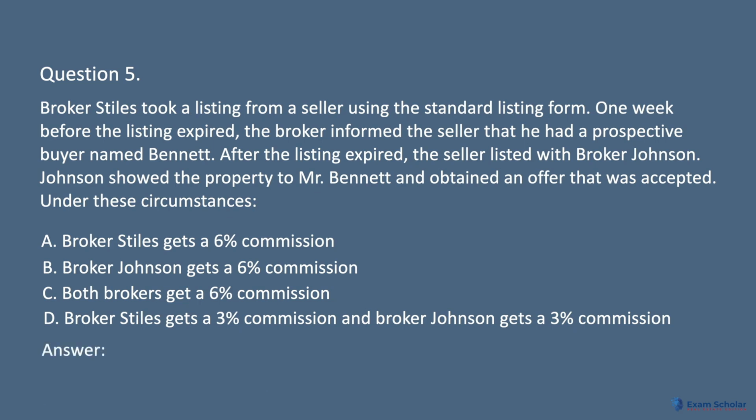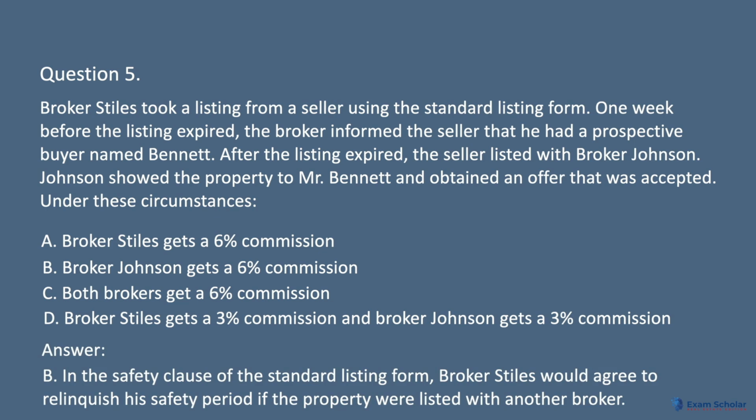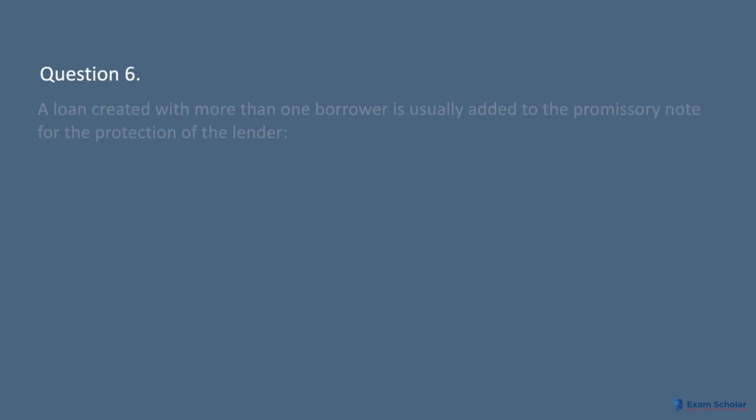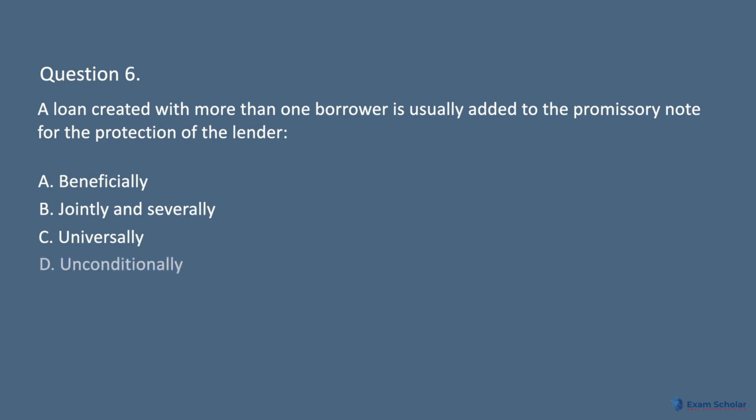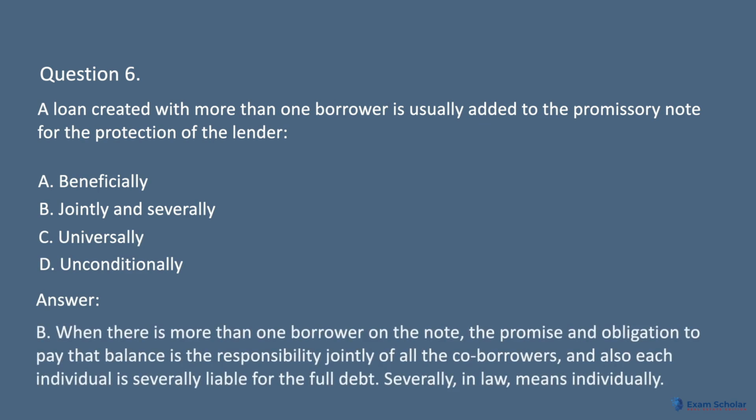Answer: B. In the safety clause of the standard listing form, Broker Styles would agree to relinquish his safety period if the property were listed with another broker. Question 6. A loan created with more than one borrower is usually added to the promissory note for the protection of the lender. A. Beneficially. B. Jointly and severally. C. Universally. D. Unconditionally.